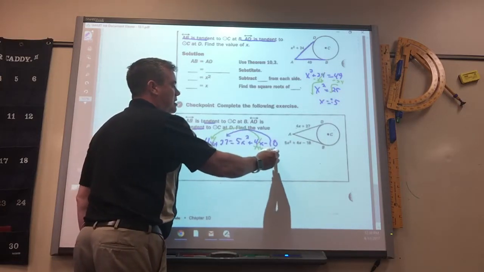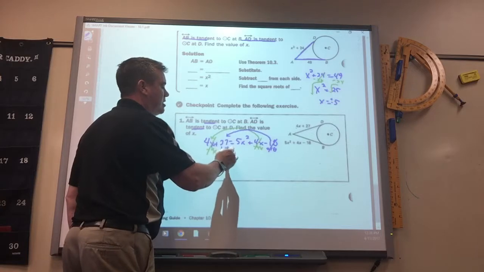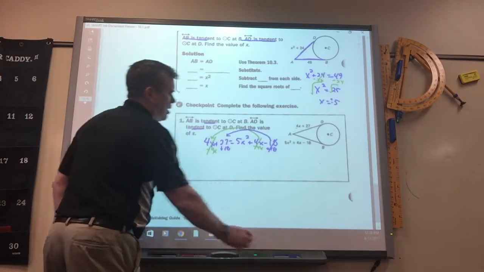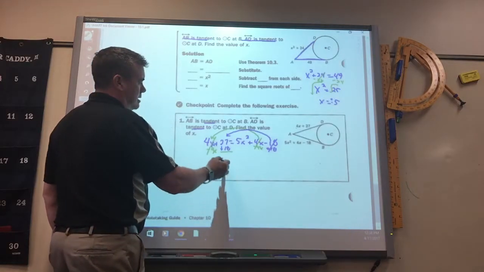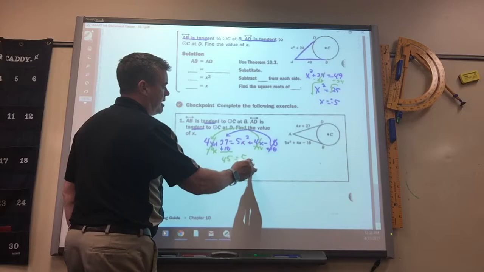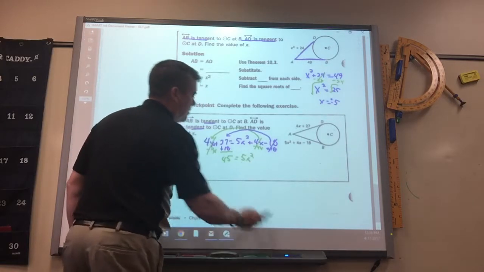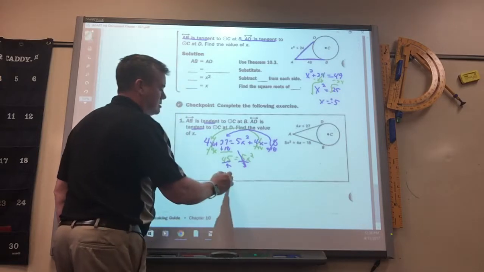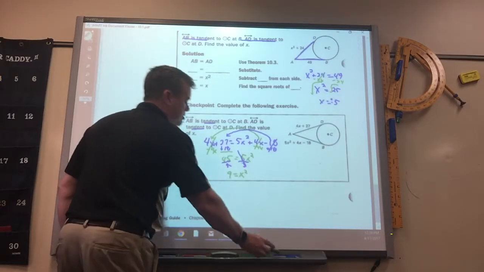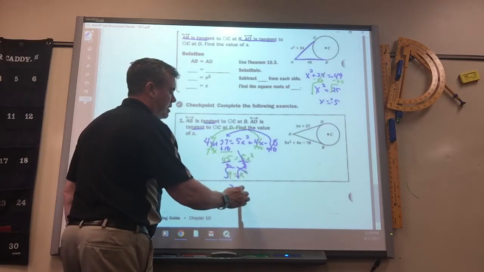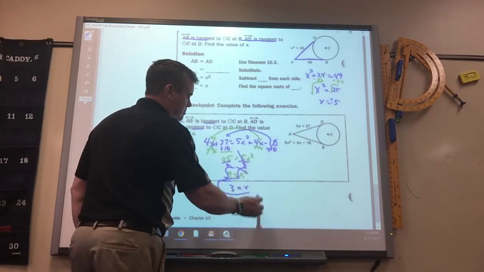So you add 18 to both sides, and that is 45 equals 5x squared. Divide by 5. 9 equals x squared. Square root it, 3 equals x. Too easy.